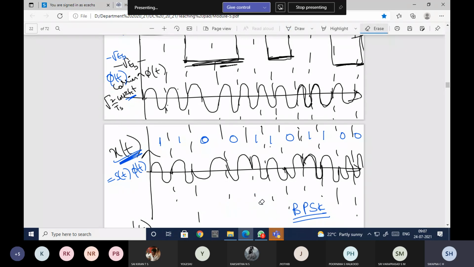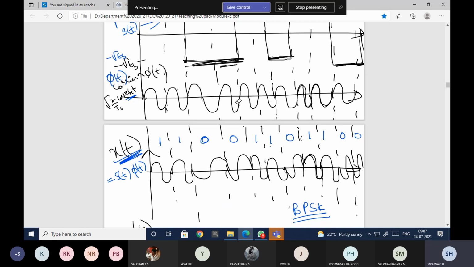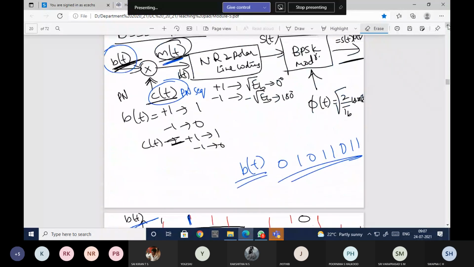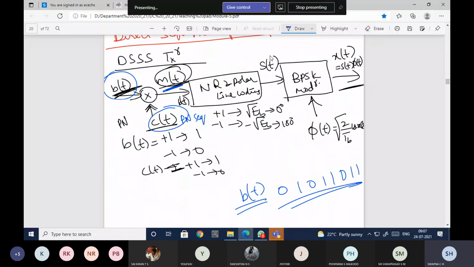So here I can say that the input waveform is getting modulated twice: once by using C of t, the PN sequence, and the other by using BPSK. You can also first modulate B of t and then multiply the modulated signal with C of t. Either way is the same.